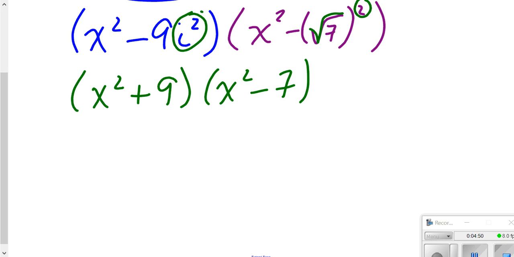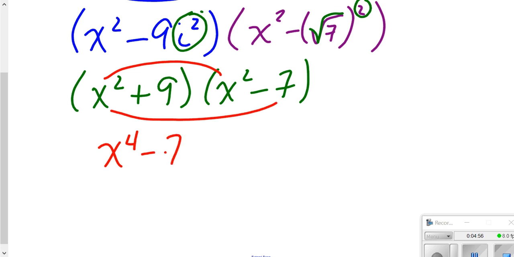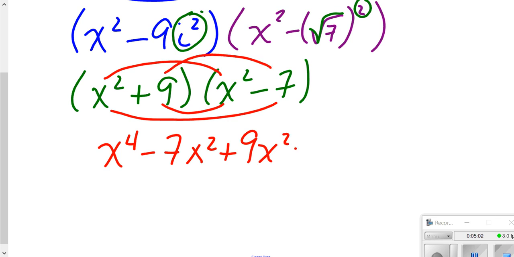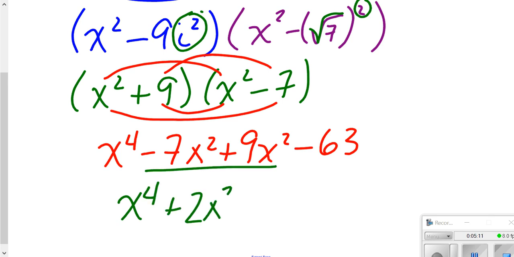Okay, then we multiply these out. x to the 4th minus 7x squared plus 9x squared minus 63. I have a little bit of like terms that can go together here, these two, and that is going to be my final answer.